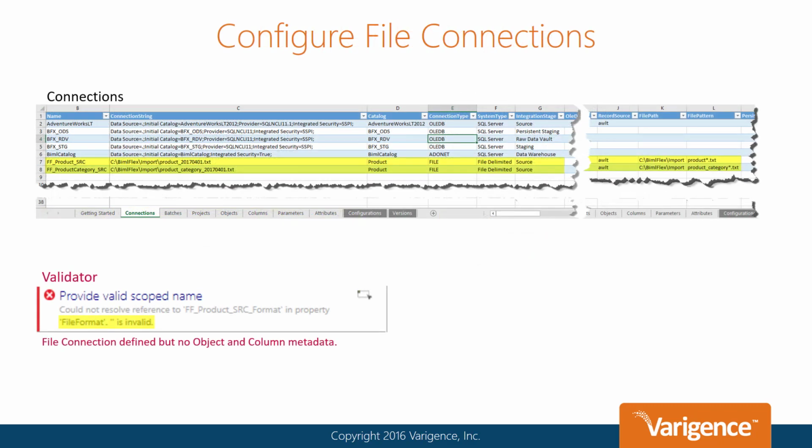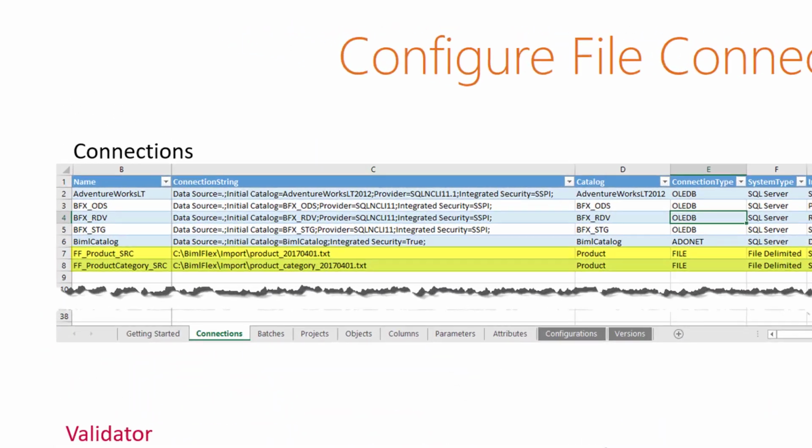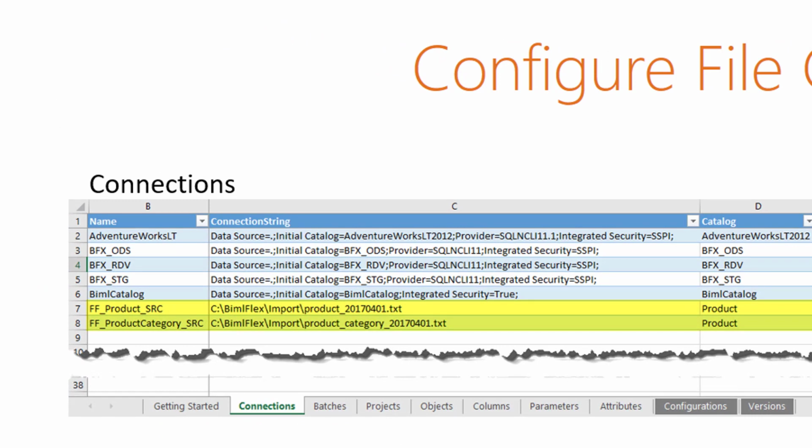So the first thing we need to do is look at configuring the file connections. When you set up the file connection, you need to provide it a name, and I tend to put the word FF in front of it so I know that it's a flat file. Generally, it's the name of the entity you're trying to import, which is product and product category, and then I abbreviate it with SRC so that when I look at the name, I know what is a source connection and what is another type of connection. So I put SRC in.